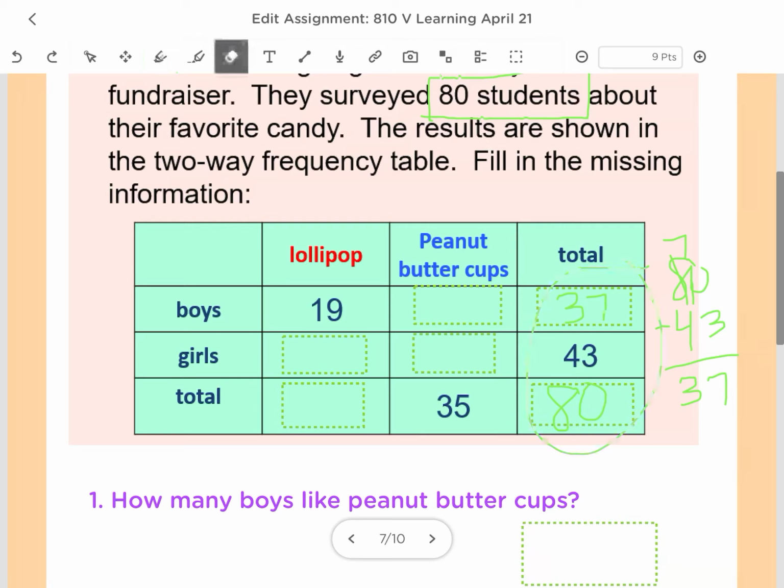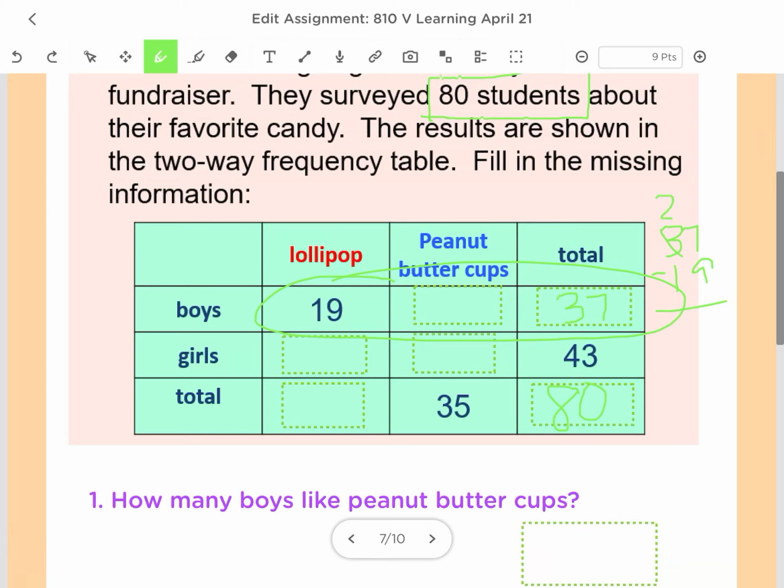Since I know I have a total of 37 boys, I now can figure out the number that picked peanut butter cups, since the number that picked lollipops is 19. So here, since I have a total of 37 boys, if I subtract that 19 out, I know that I have 18 boys that chose peanut butter cups, so I would type an 18 into that box.